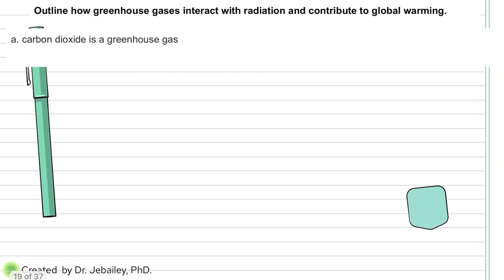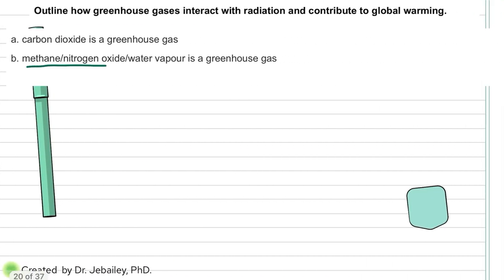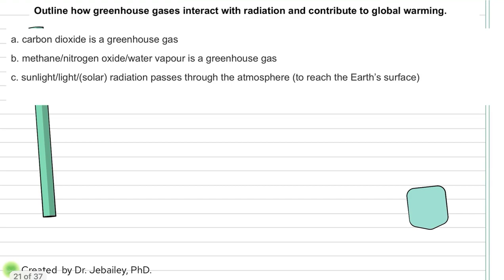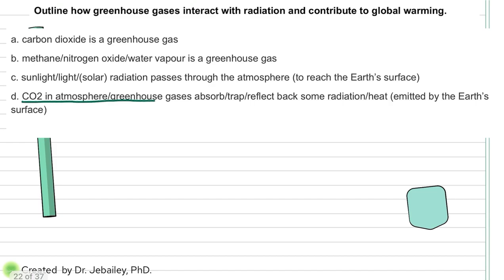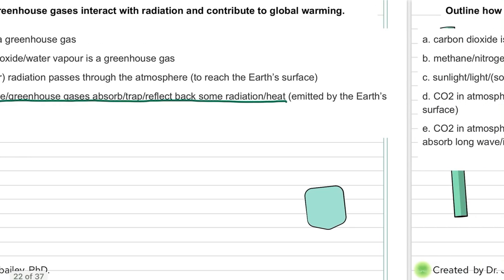So first, look at that. Again, it's asking you to give an example of a greenhouse gas: CO2, with methane and water vapor as other gases. Look, just mention examples of greenhouse gases. You get points. Sunlight radiation passes through the atmosphere. That's talking about the short wave. The greenhouse gases in the atmosphere absorb and trap the radiation, reflecting some heat. Again, talking about the long wave being absorbed by the greenhouse gases.